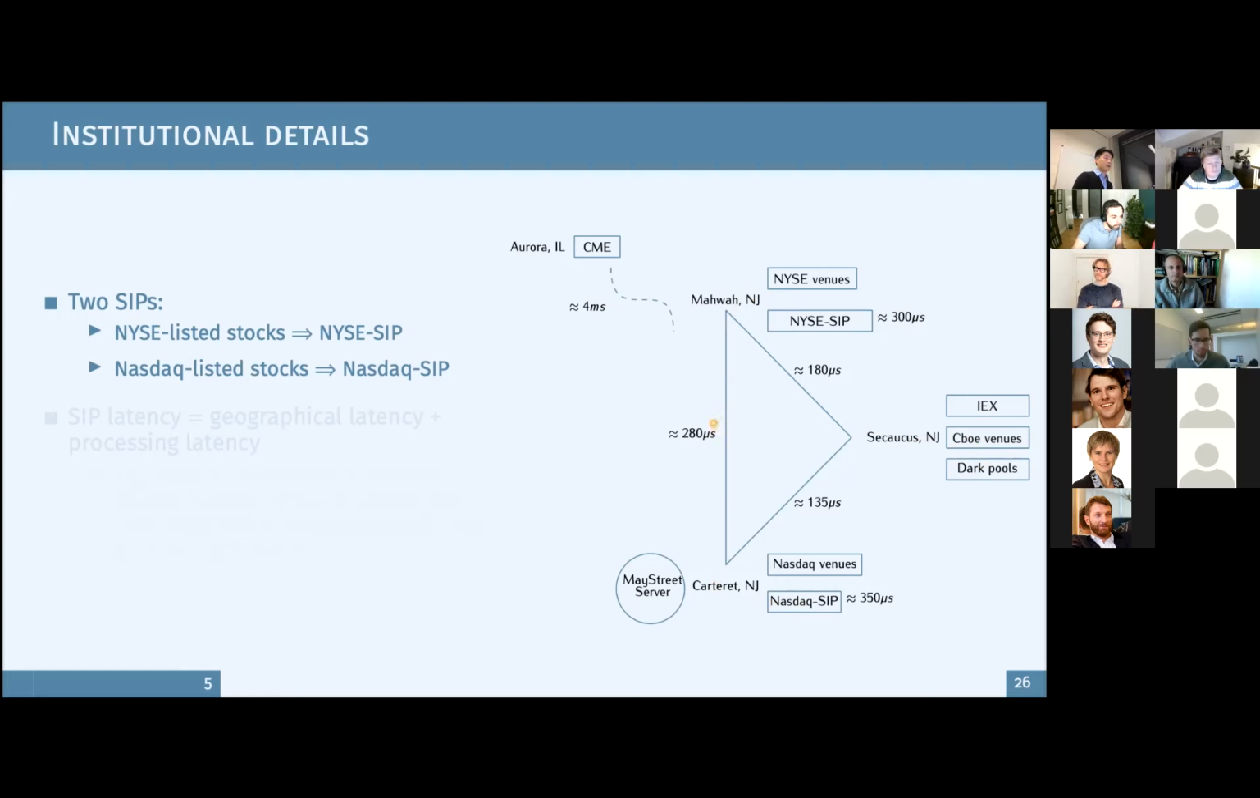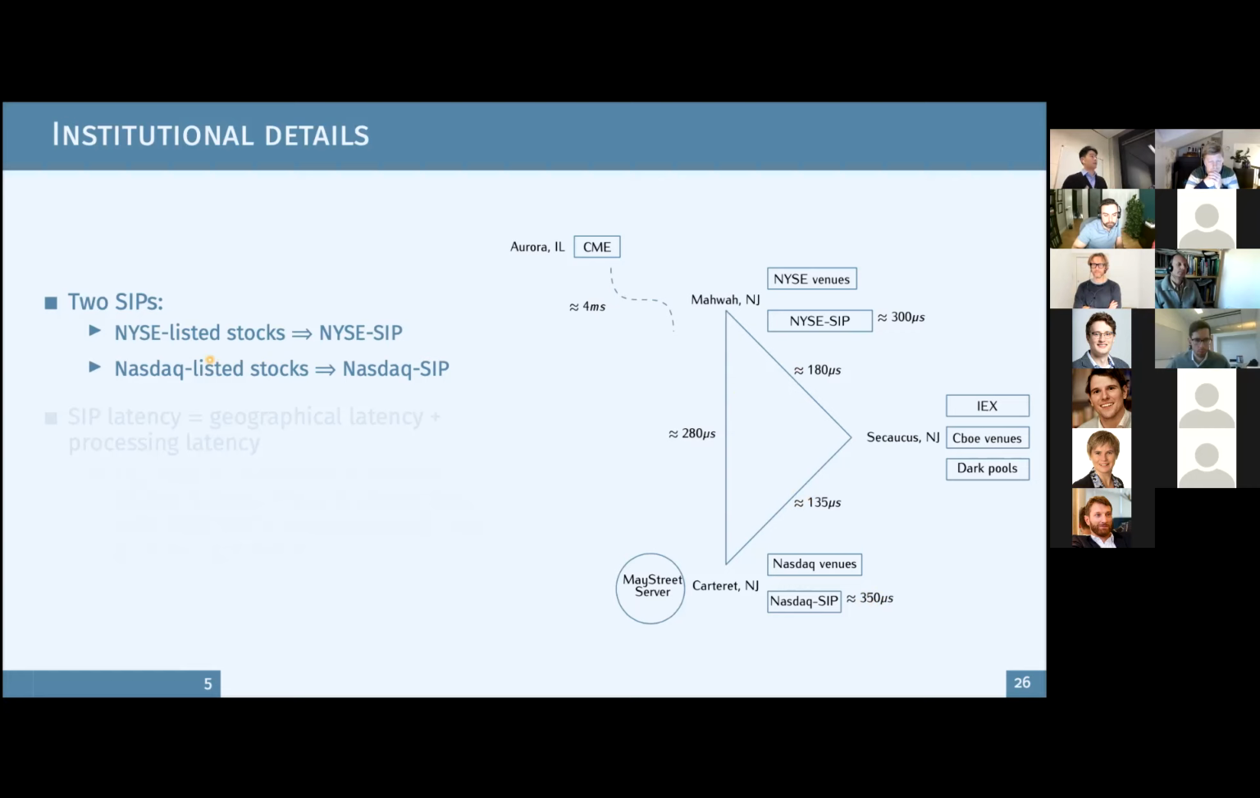The figure also shows you the travel latency between those data centers, and also the latency at the SIP. As I said before, the SIP has to aggregate the data, so it takes time for the SIP to process all the quotes and trades from the different exchanges. So you can see the SIP processing latency is kind of a big component compared to the traveling latencies. So that's the geographic allocation of those exchanges and SIPs.